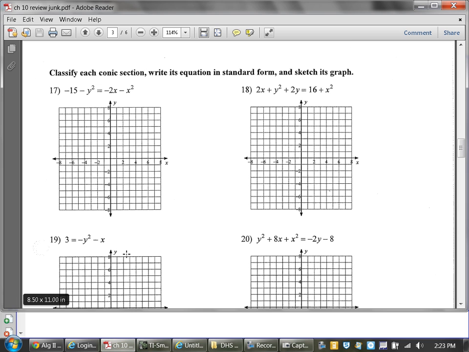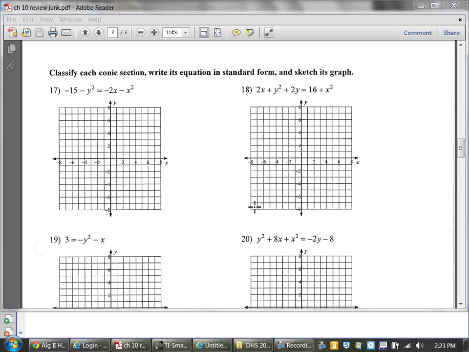One of the problems that most people are coming across here when it's getting down to classifying the conic and solving through is number 18. I've seen this problem wrong a bunch of times today, so I'm going to try to make sure you guys see it again.